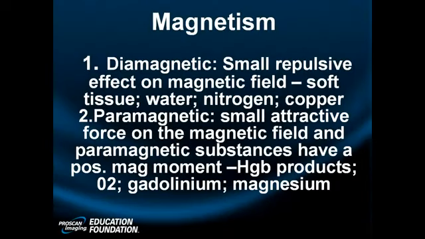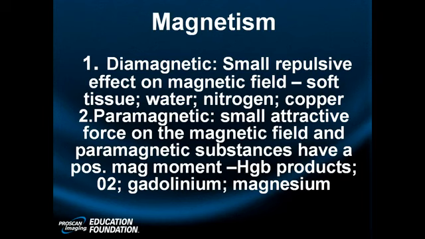Let's talk about magnetism. Diamagnetism first. So a small repulsive effect on the magnetic field. In other words, it diminishes the intensity of the magnetic field. Soft tissue, water, nitrogen, copper lining in your scan room are all diamagnetic substances.